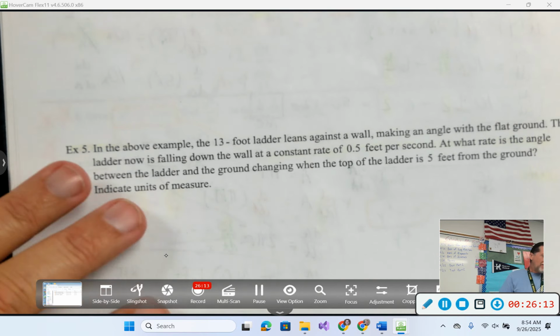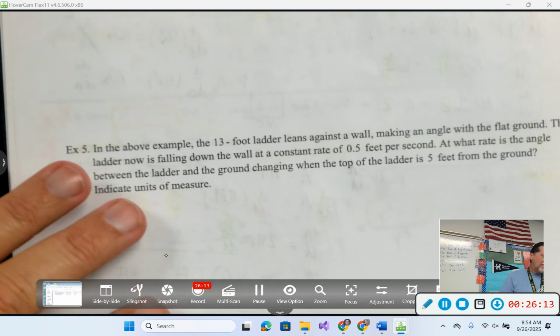We might have time to do example 4. It'll be tight. We can do it. Yeah. A 13-foot ladder is leaning against a wall. Suppose that the base of the ladder slides away from the wall, so that's down here. The base of the ladder slides away from the wall at a constant rate of 3 feet per second.